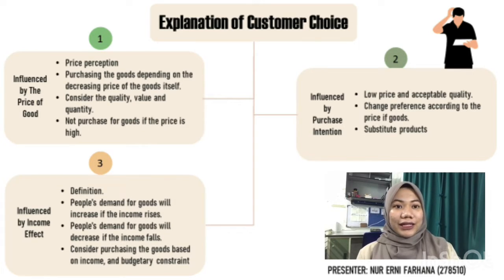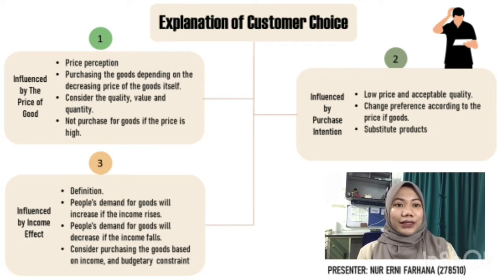The last factor is the income effect. The income effect can change the consumption choice of a consumer due to a change in the amount of money available for an individual to spend. From an economic perspective, people's demand for normal goods will increase when their income rises, while demand will decrease when their income falls.